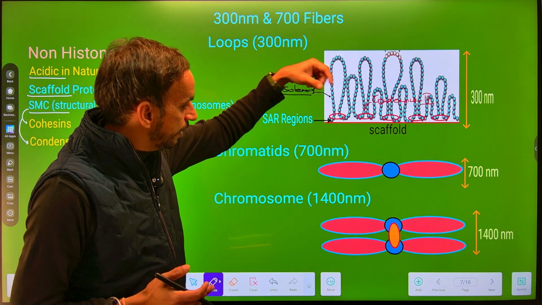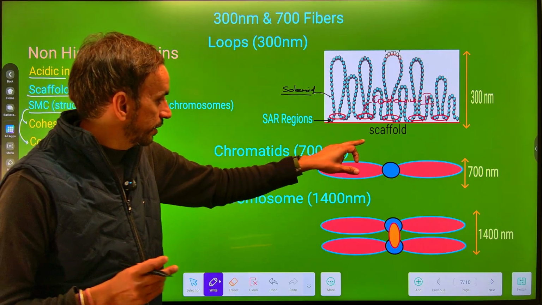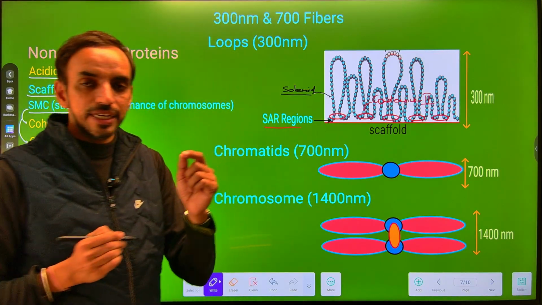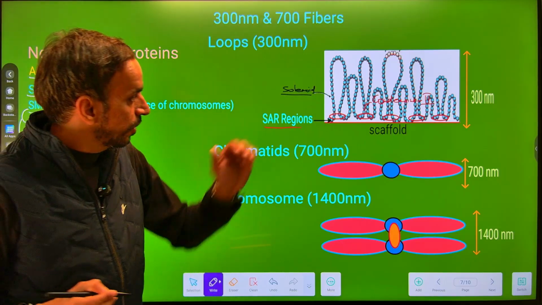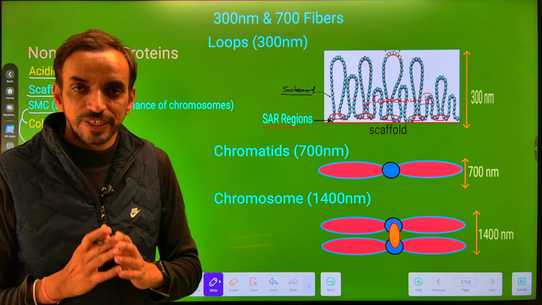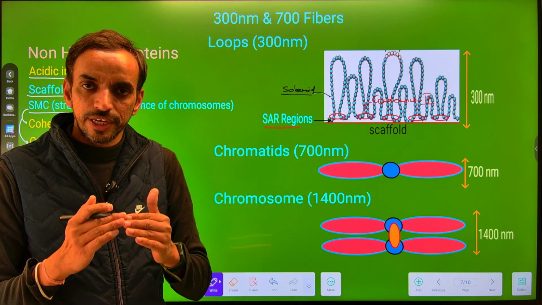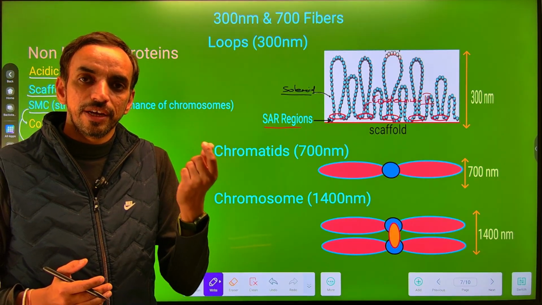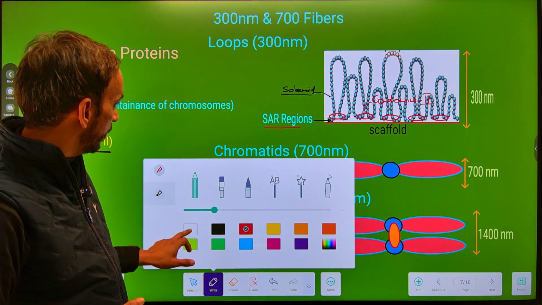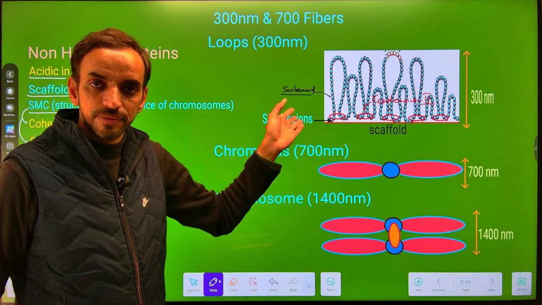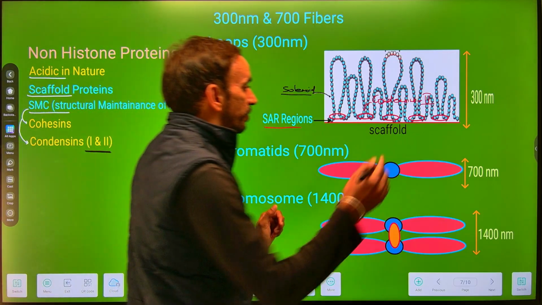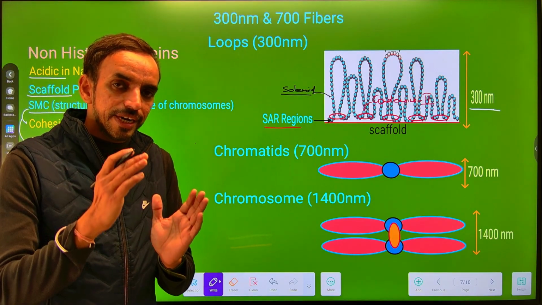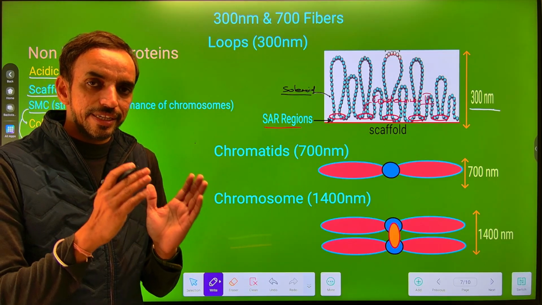Now the 30 nm fiber interacts with these scaffold, that is the condensins, through the regions which are known as SAR regions, and these SAR regions are the AT rich regions, और जो outer side में regions होते हैं, these are GC rich regions. So जिन regions से ये attach होते हैं through the scaffold, these are the AT rich regions which are known as SAR regions, that is scaffold associated regions. So due to further condensation, there is a formation of a structure called the 300 nm fiber, where the 30 nm fiber interacts with some non-histone proteins like the condensins.